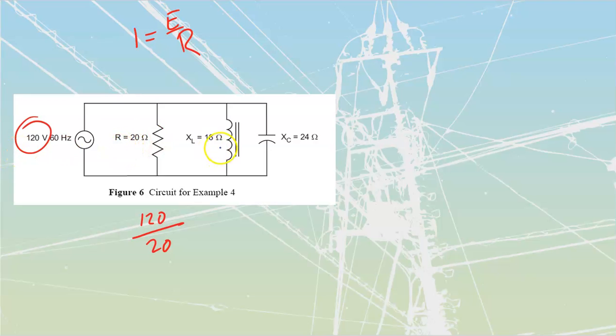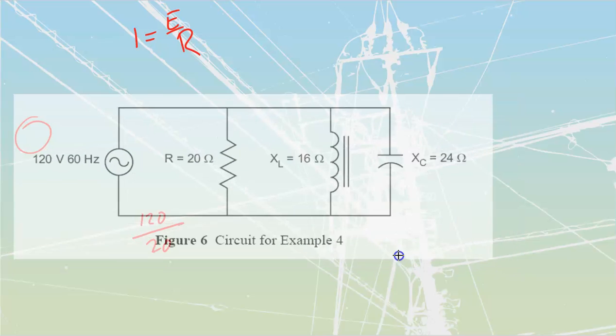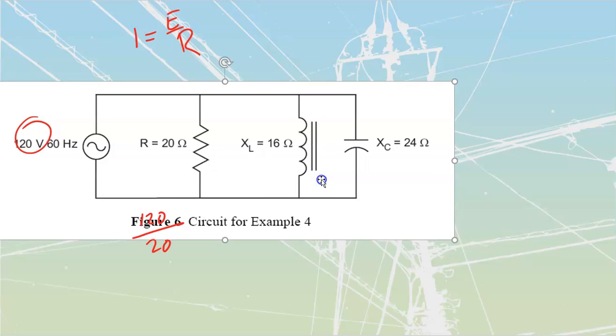Why don't I just make this a hair bigger, or a fair bit bigger. Erase that there, and we will place that in there. So this one is going to be 6 amps over here.